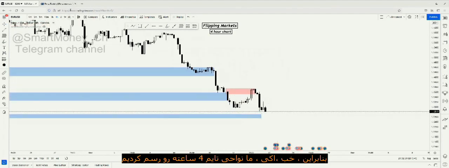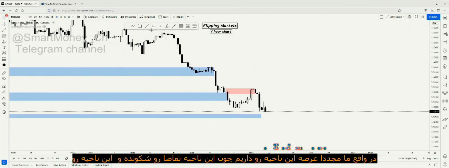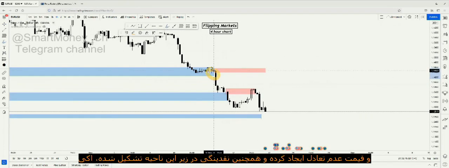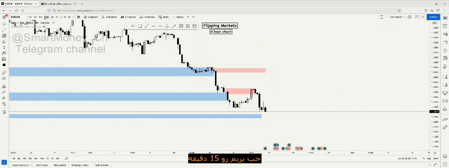Yeah, sorry. Okay, we mapped out our 4-hour zones. Actually, we have this zone right here again, because it broke through this demand zone and created inefficiency, and it has liquidity below that zone, right? Okay, let's switch to the 15-minute.